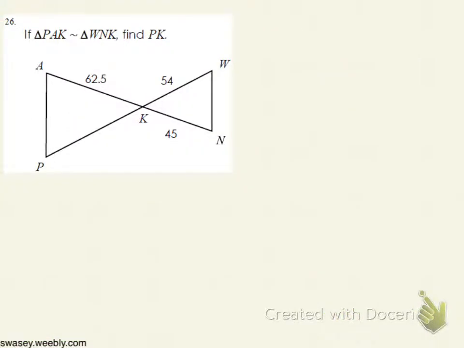Here we've got similar triangles. PK is what we're looking for. So PK, that's first and third, is to WK. That's 54. As AK is to NK.